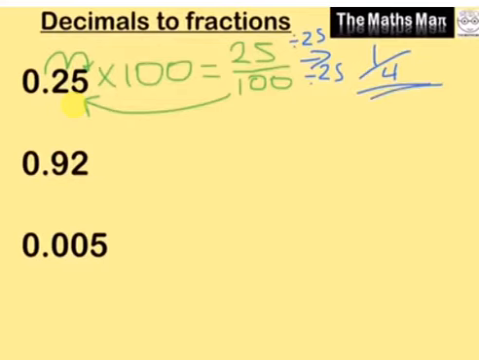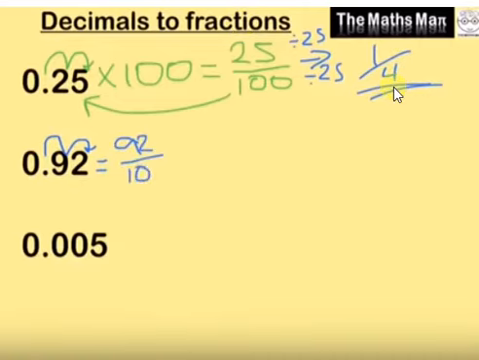So if you want to simplify it, because both the denominator and numerator are divisible by 25, you just divide the numerator and the denominator by 25, and you end up getting the simplest fraction.